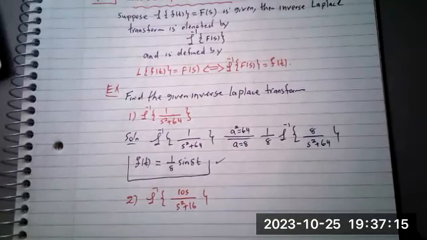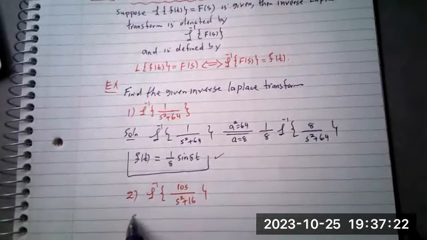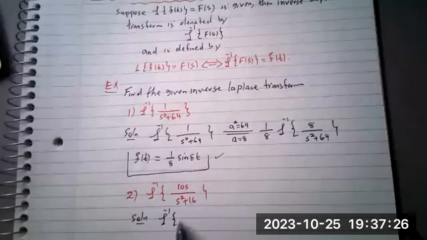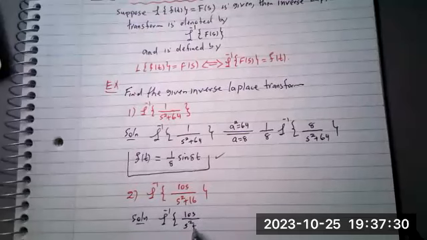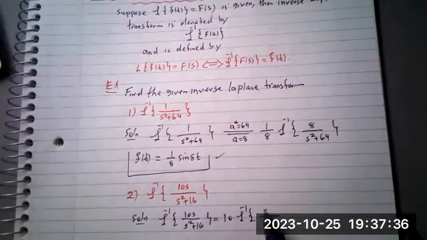Okay, if you get the constant on the top, it's a sine. If you get an s on the top, it's a cosine. So again, you have to pull out that extra number, 10s over s squared plus 16. You pull out the 10, Laplace inverse of s over s squared plus 16.